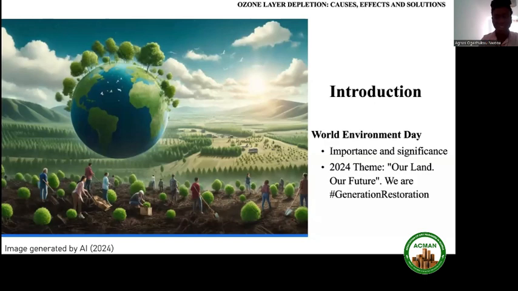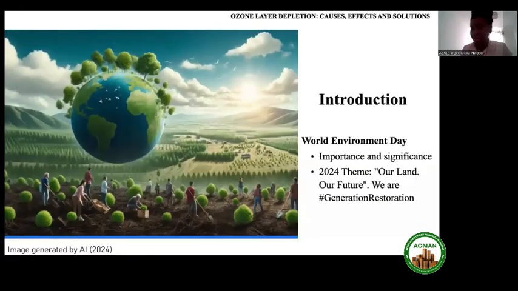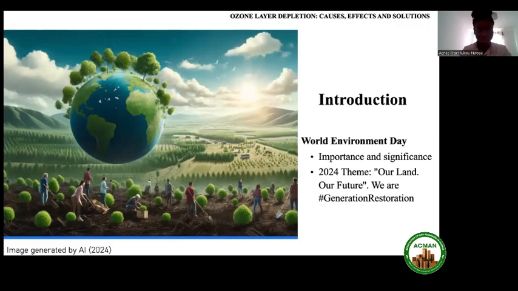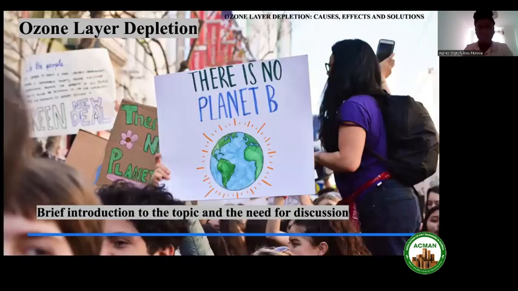Okay, all right. So there is no need to talk further on this, but the theme for this year is our future. So we are going to be putting more emphasis on the land and how we can restore it for our future generations. Talking about ozone layer depletion, we're going to be talking about what we do every day that affects the ozone layer.